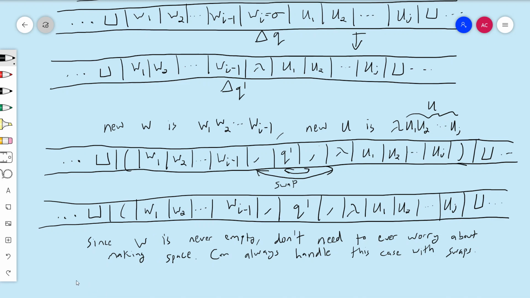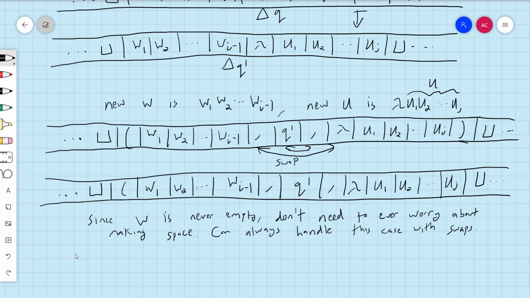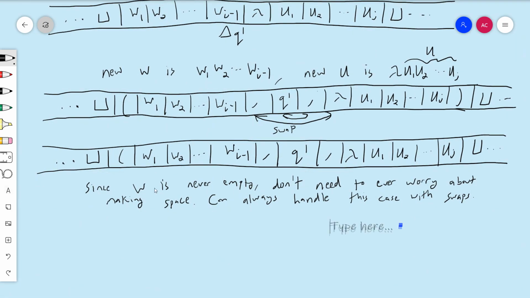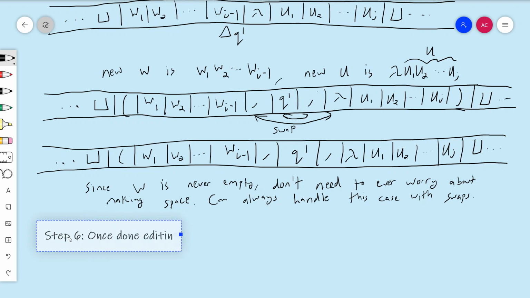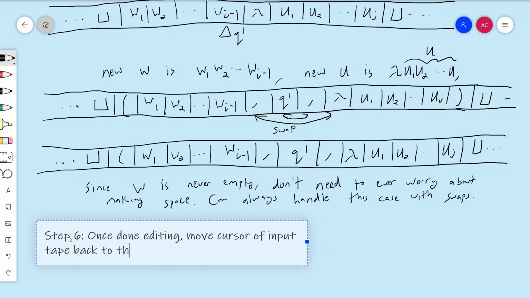So you can always handle this case with swaps, and that's it. All we have to do now is reset things. So let's write out step 6. Once done editing, move the cursor to the right to move the cursor of the input tape back to the beginning of the transition function.